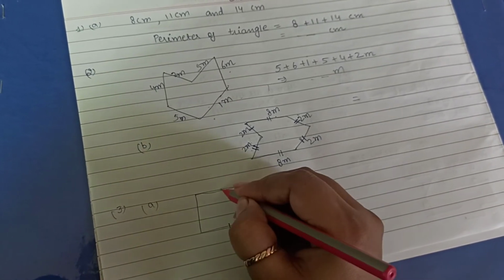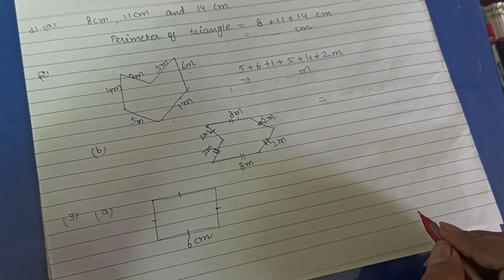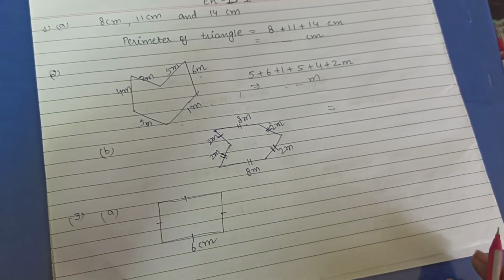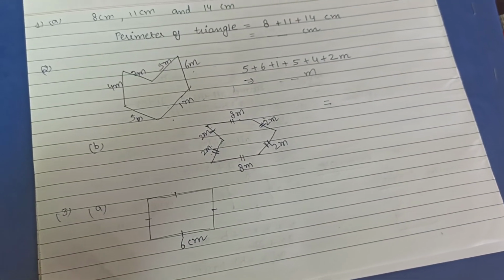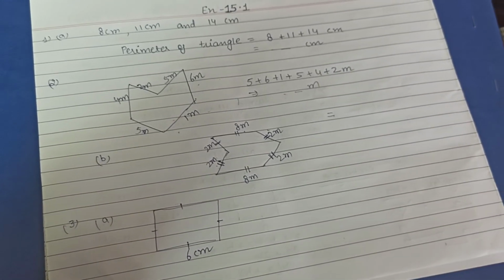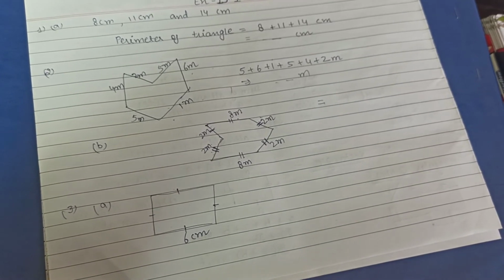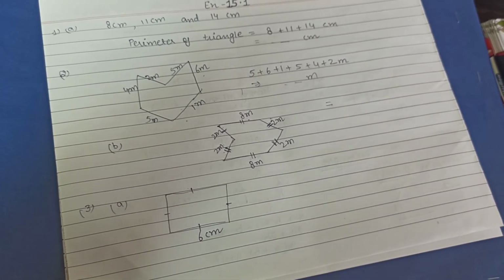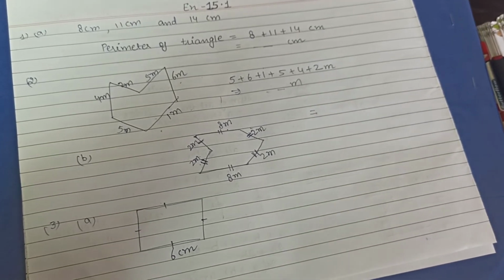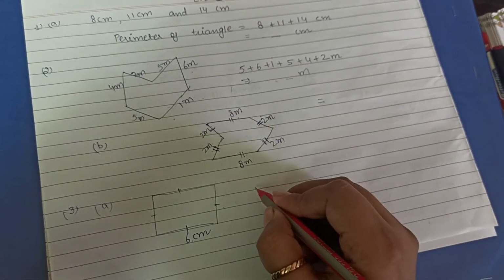This one, this one, this one and this one. This is 6 centimeter, right? The meaning of these lines is that all these sides are equal. By the lines also they are telling, and in the given question it is also mentioned that these shapes are squares, and in a square all sides are equal. Right? So if this is 6, this one also and this one also.